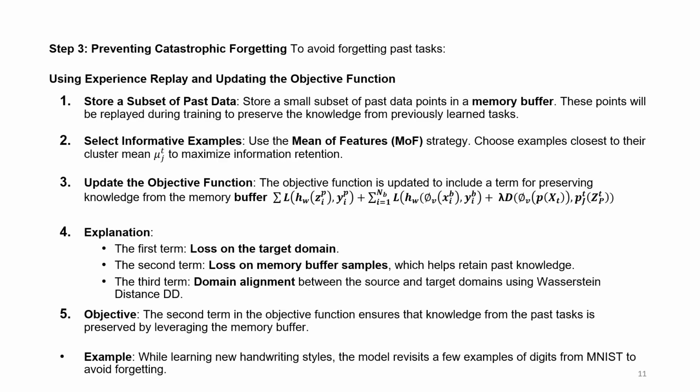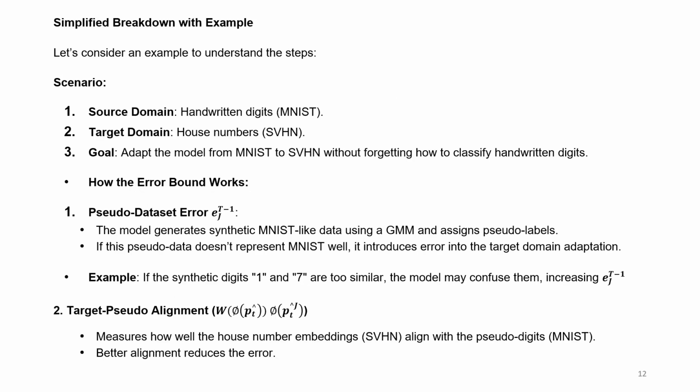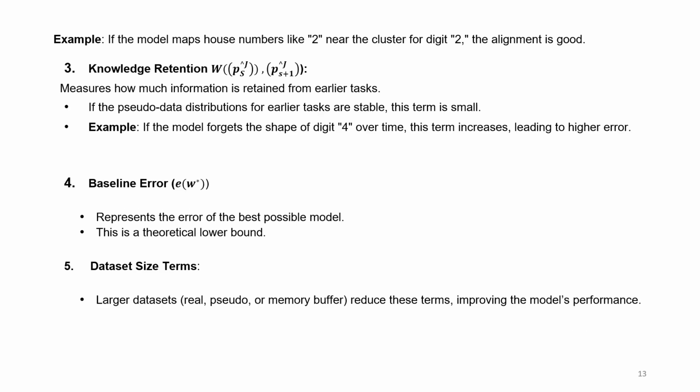In step 3, it stores a subset of past data, selects informative examples, and updates our objective function as follows. I also mention the appropriate terms with explanation. So, for example, our source domain is handwritten digits, the target domain is house numbers, and our goal is to adapt the model from MNIST to SVHN without forgetting how to classify handwritten digits. There are also some error terms which I mention in this slide.